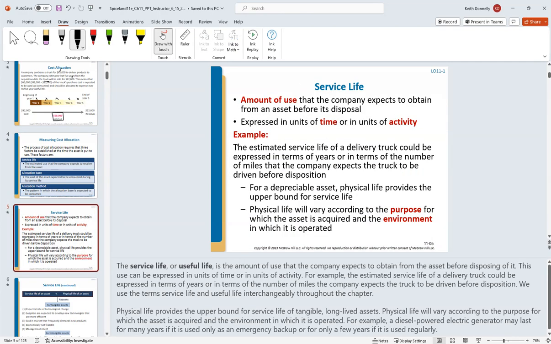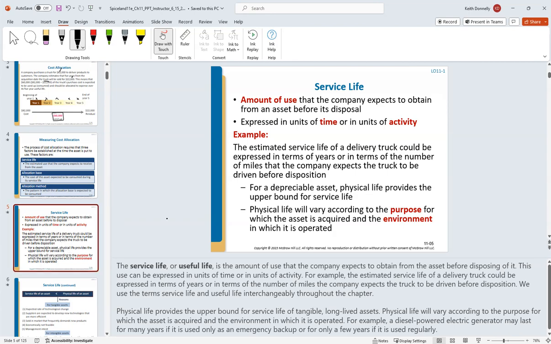So let's talk about some of these. The service life is the amount of use the company expects to obtain from an asset before its disposal. It can be expressed in units of time, right? We expect this truck to last 10 years, 5 years, or in units of activity, right? We expect that this truck can drive 100,000 miles. It can drive 200,000 miles, right? That would be, as it were, its useful life.